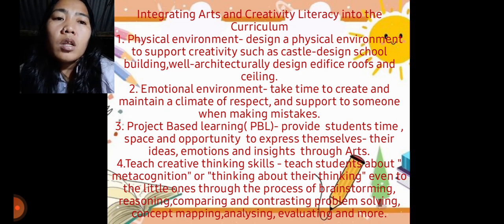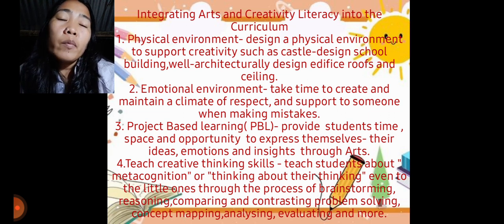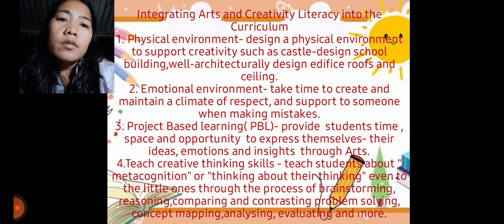Second is emotional environment. Take time to create and maintain a climate of respect and support for someone when making mistakes. So, when we encounter other people making mistakes, we must not bully them. Instead, we must respect and support them so that they can maintain a good relationship with others.